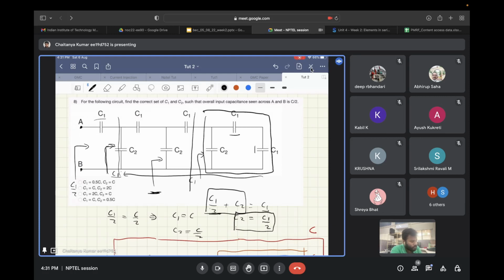So the equivalent capacitance between A and B are 2 C1 in series, that is equal to C1 by 2, and you want this capacitance to be equal to C by 2, so C1 equal to C, and hence C2 equal to C by 2.